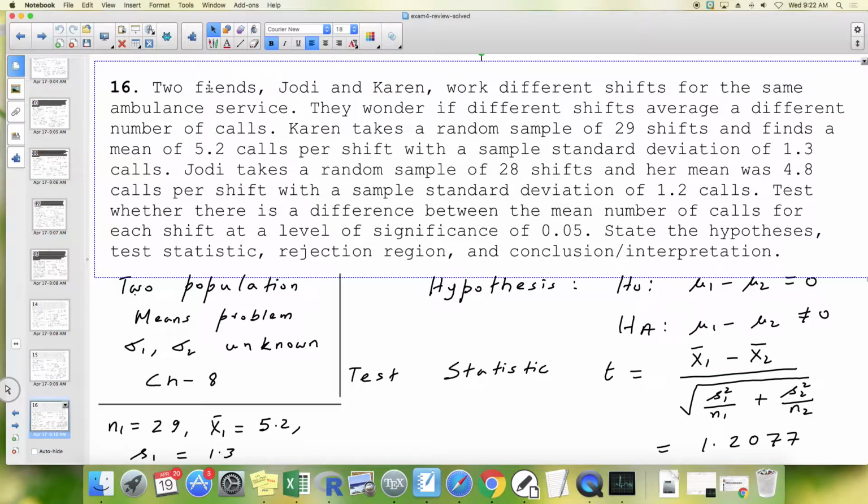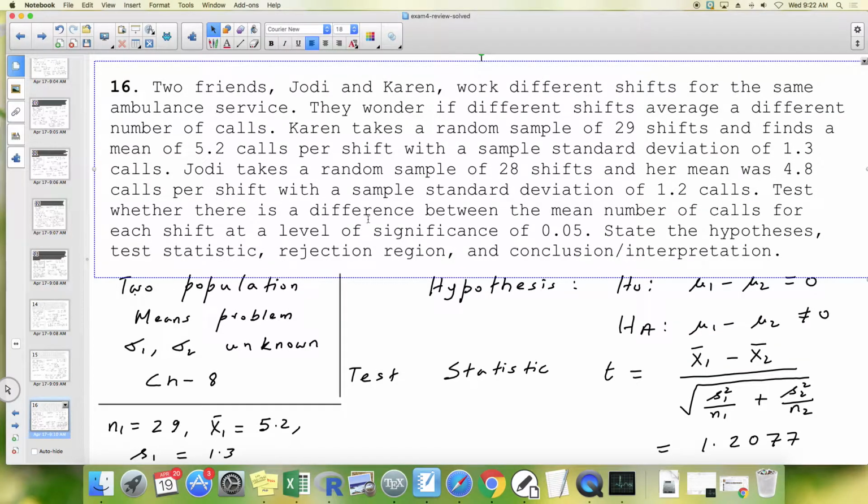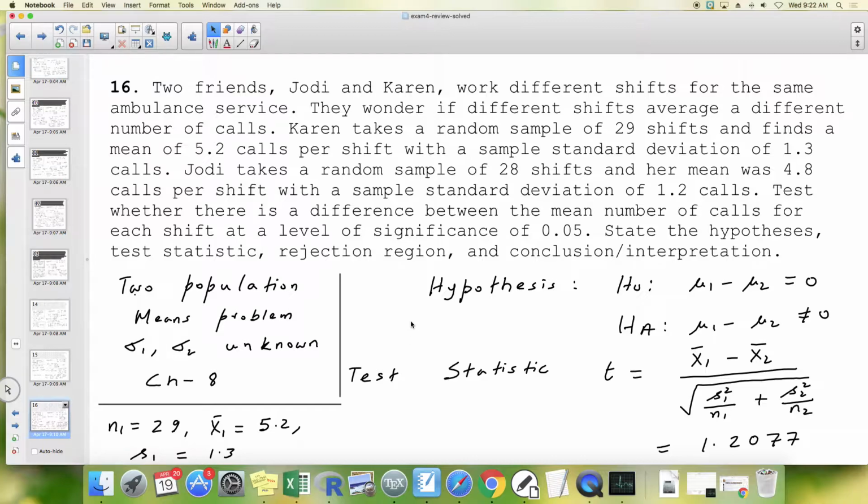Two friends, Jody and Karen, work different shifts for the same ambulance service, and they are thinking that different shifts average a different number of calls. So Karen takes a random sample of 29 shifts and finds a mean of 5.2 calls per shift with a sample standard deviation of 1.3. Jody takes a random sample of 28 shifts and her mean was 4.8 calls per shift with a sample standard deviation of 1.2 calls.